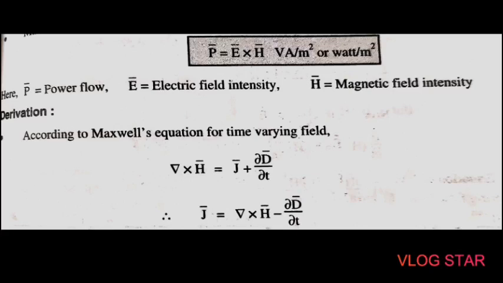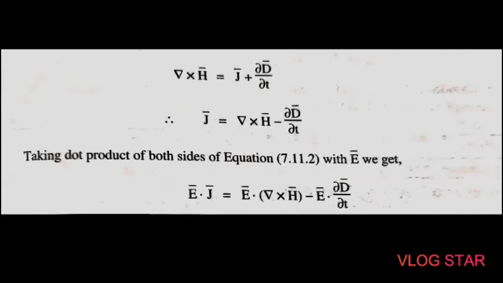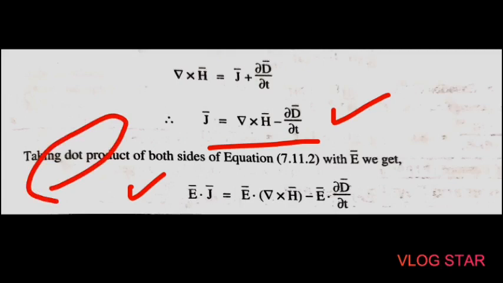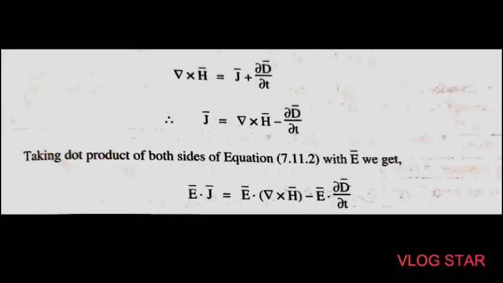That means if we take the dot product with E bar, then it will become E bar dot J bar is equal to E bar dot, the right hand side term as it is, that is del cross H bar minus dou D bar upon dou T. So the equation becomes E bar dot J bar is equal to E bar dot del cross H bar minus E bar dot dou D bar upon dou T. Then we have the vector identity.